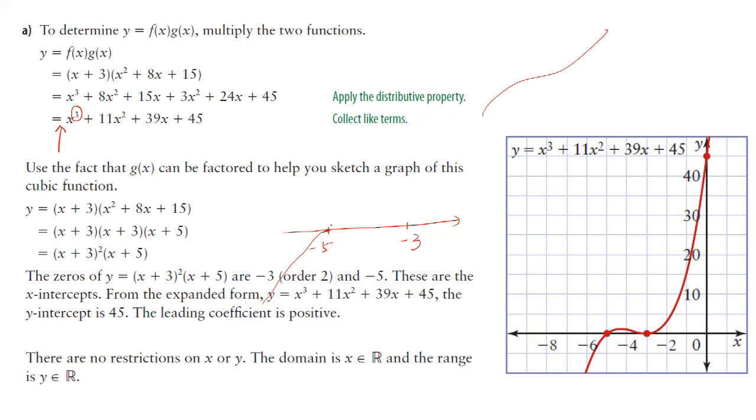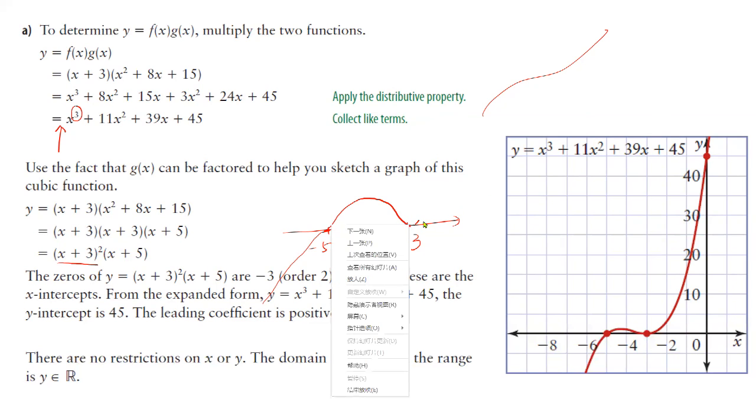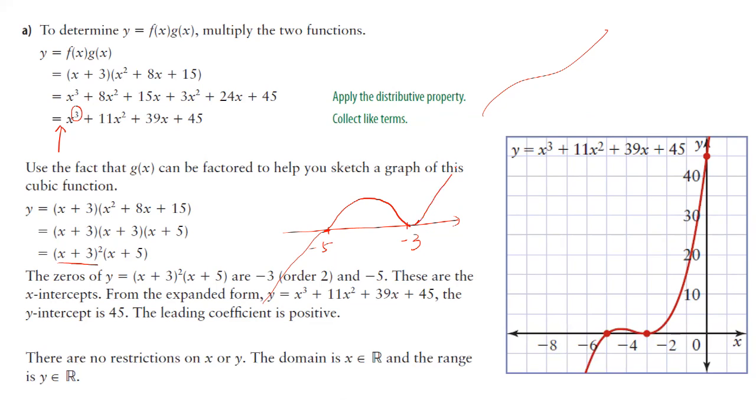First, it reaches the first zero, which is minus 5, because minus 5 has an order of 1, so this function changes sign here. Then it reaches the next zero, which is minus 3. Note here, minus 3 has an order of 2, right? So this function does not change sign, but bounces back and extends all the way to the first quadrant. So the combined function will have a sketch like this, right?